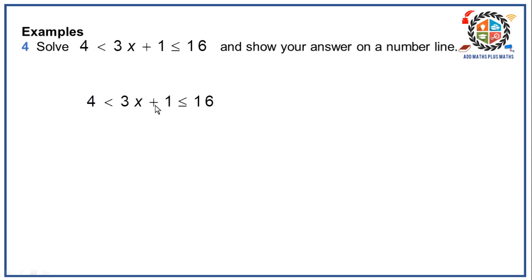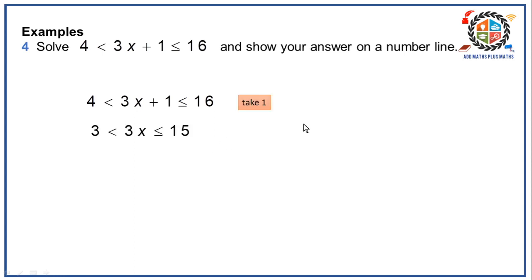Okay, I'm going to take away 1 from the center. If I'm going to take away 1, I'm going to subtract also 1 from 4, from 6, and from 16. Okay, 4 minus 1 is 3. 3x plus 1 minus 1 is 3x. 16 minus 1 is 15.